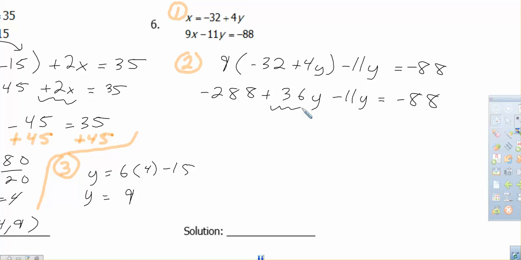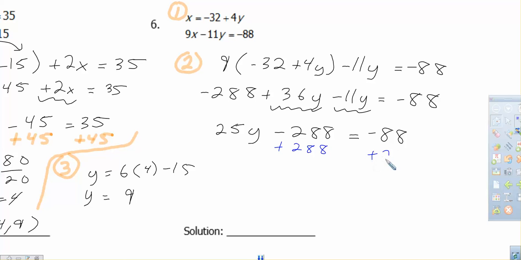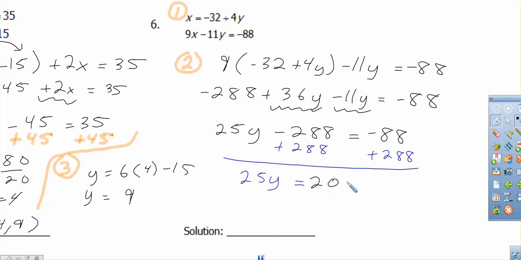Combining like terms, 36y minus 11y, that's 25y. 25y minus 288 equals negative 88. Now we're going to add 288 to both sides. So we have 25y equals 200. And dividing by 25, y should be 8. Okay, so y is 8.